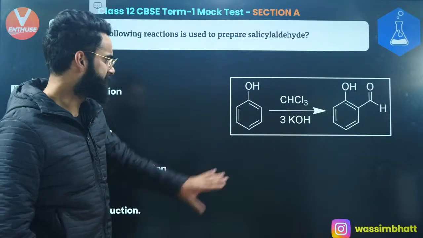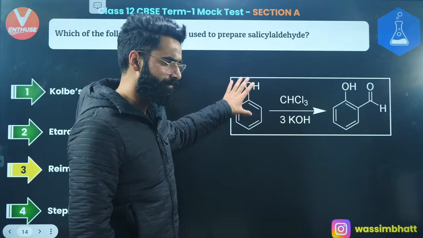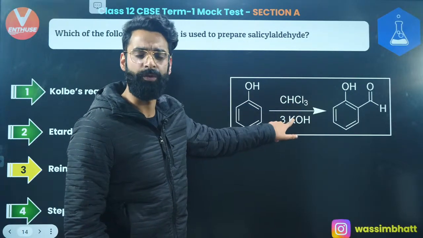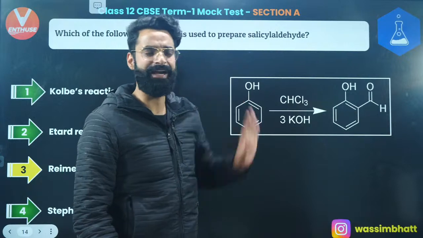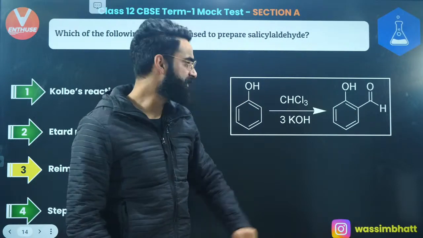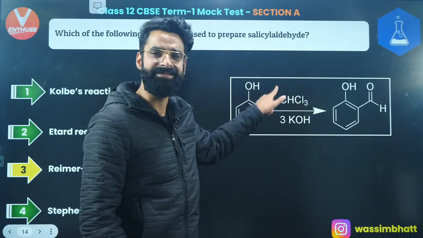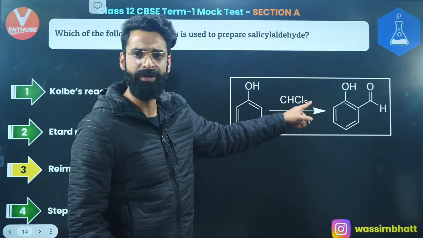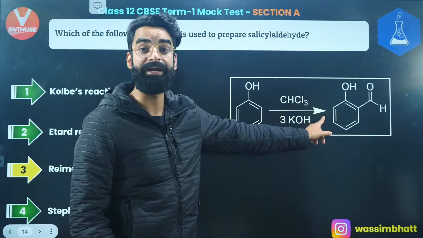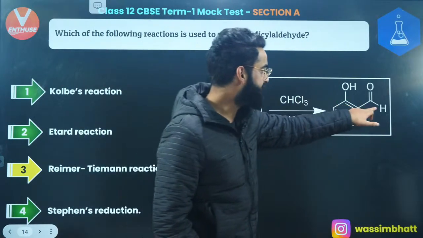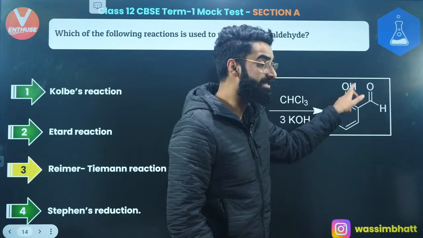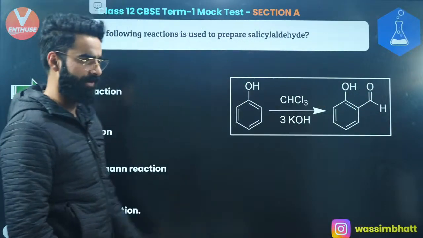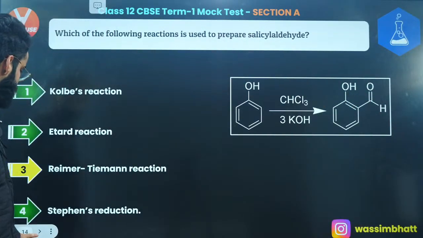It is simple, right? See, you're starting with phenol, right? You're making it react with CHCl3 in presence of KOH, right? You get salicylaldehyde as the product right here. But people, let me tell you, if you replace this CHCl3 with CCl4, then you won't be getting salicylaldehyde, you'll be getting salicylic acid. So instead of this CHO group, you get COOH group. Right? Do remember this thing as well.